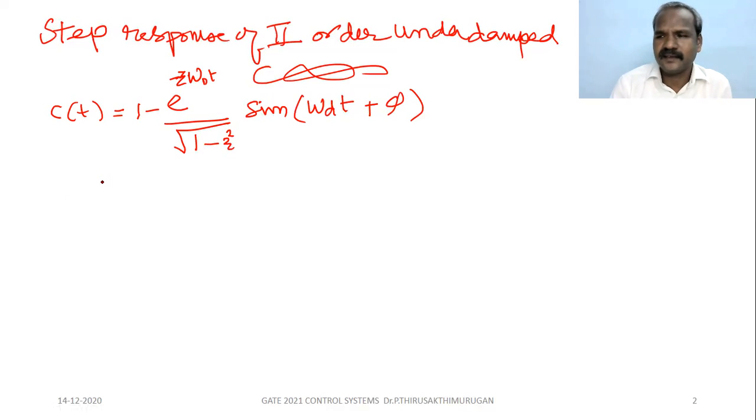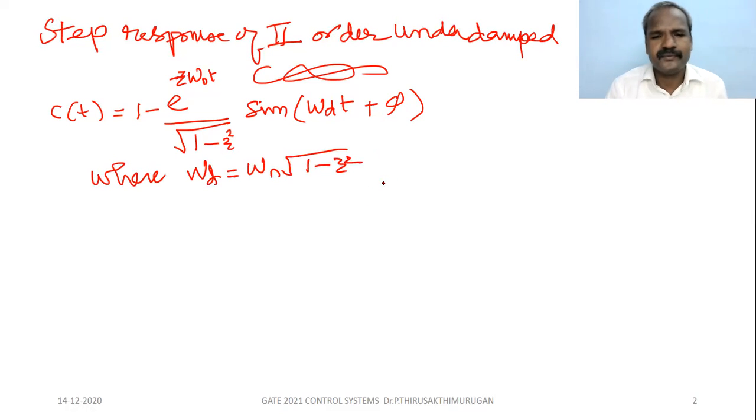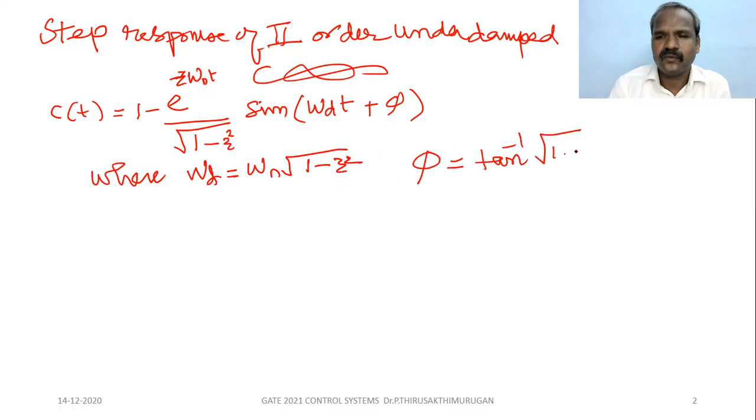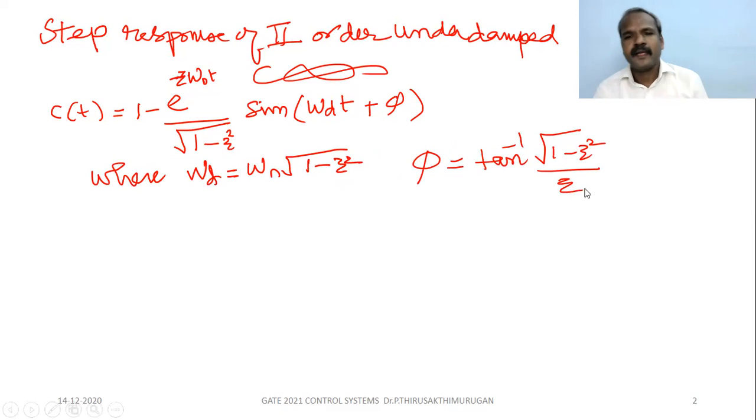So this is the step response of the second order system: 1 minus e to the power minus zeta omega n t divided by square root of 1 minus zeta square, sine of omega d t plus phi, where omega d is equal to omega n square root of 1 minus zeta square, the damped frequency of oscillations, whereas phi is equal to tan inverse of square root of 1 minus zeta square divided by zeta. Right?